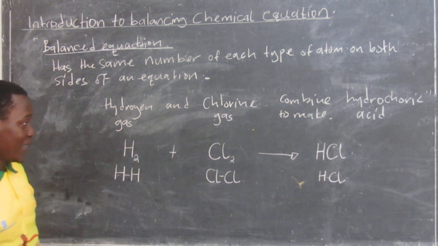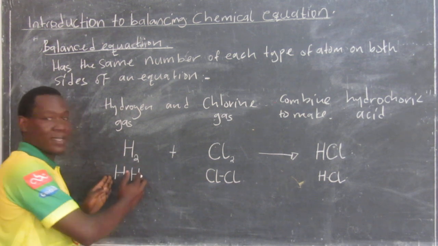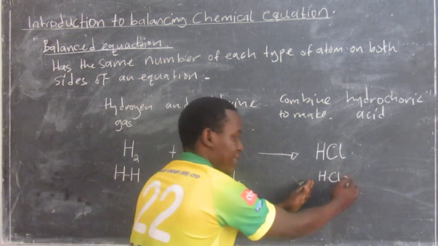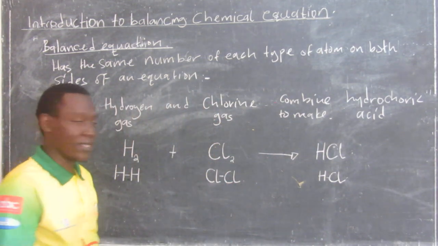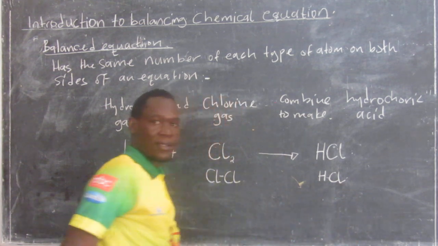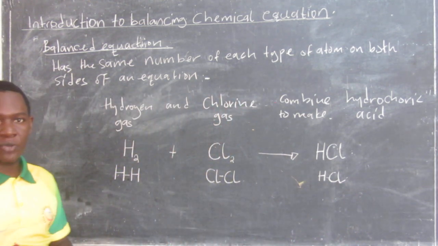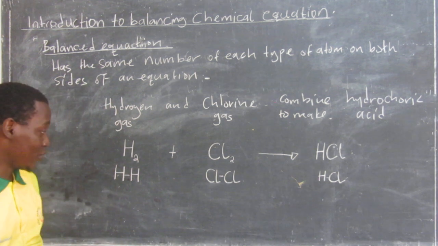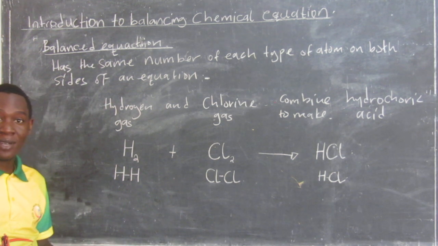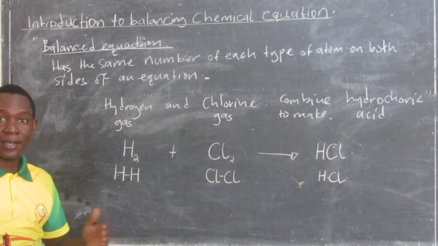We have to make sure that the hydrogen on this side is the same as the hydrogen on this side. Also make sure that the chlorine on this side is the same as the chlorine on this side. If that has not happened, then our equation is not balanced. Balancing an equation is like a puzzle. You think of a number which you can add there so that you can balance the equation.